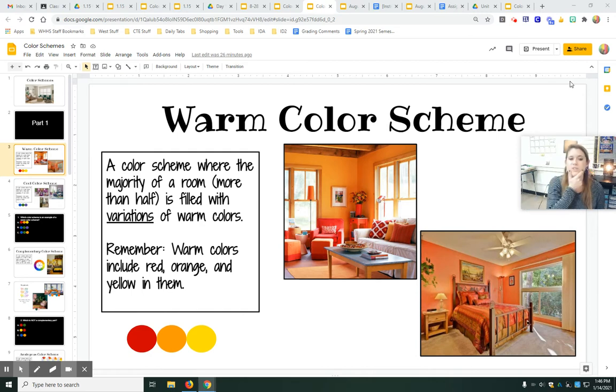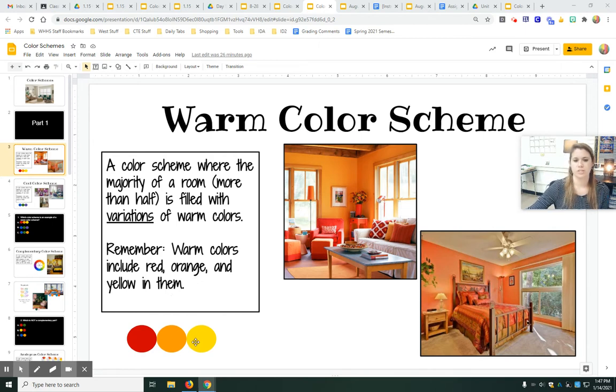So a warm color scheme is a pretty simple one. Basically, you just use warm colors. It's where the majority of the room, which majority is more than half, is filled with variations of warm colors. Variations mean lighter versions, darker versions, just different versions of that one color. So warm colors include red, orange, and yellow in them. That is what you need to know.